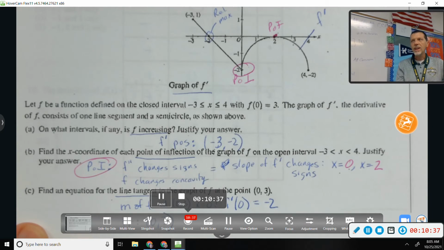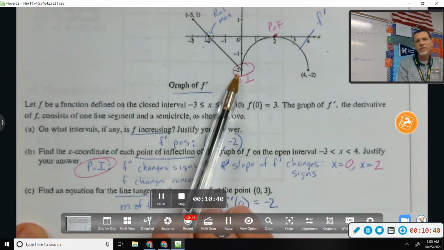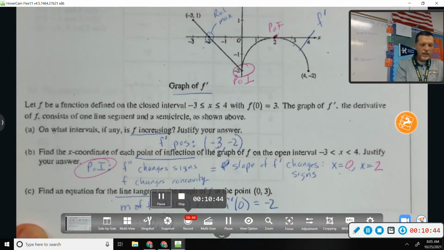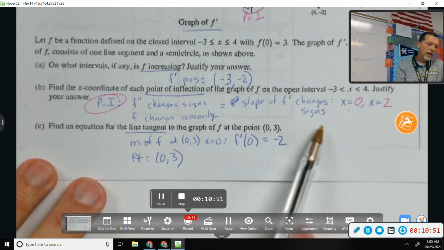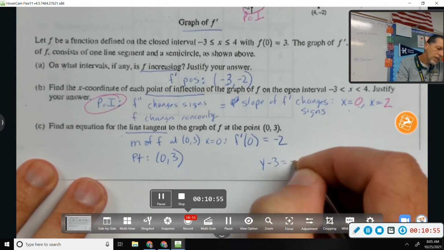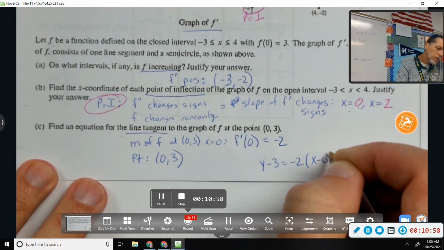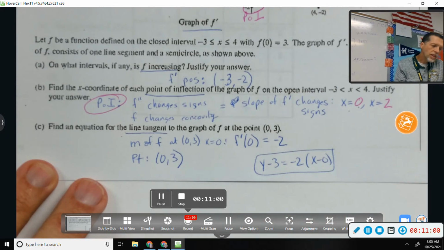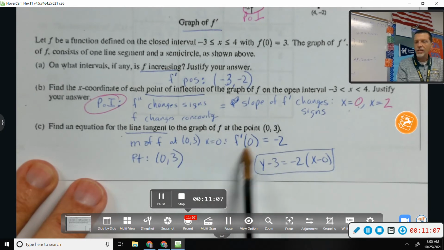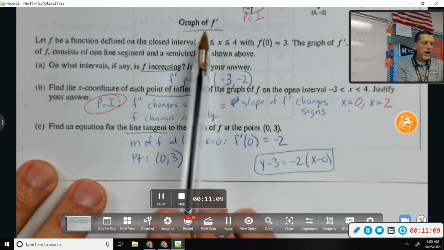So I didn't have to take a derivative. I had to read off a derivative. The derivative at 0 is negative 2. So the slope of f at 0 is negative 2. Now it's easy because I know the slope. It gave me the point. y minus 3 equals negative 2 times x minus 0. That's probably an old AP test question right there, where they give you f prime and then ask a bunch of questions about it.